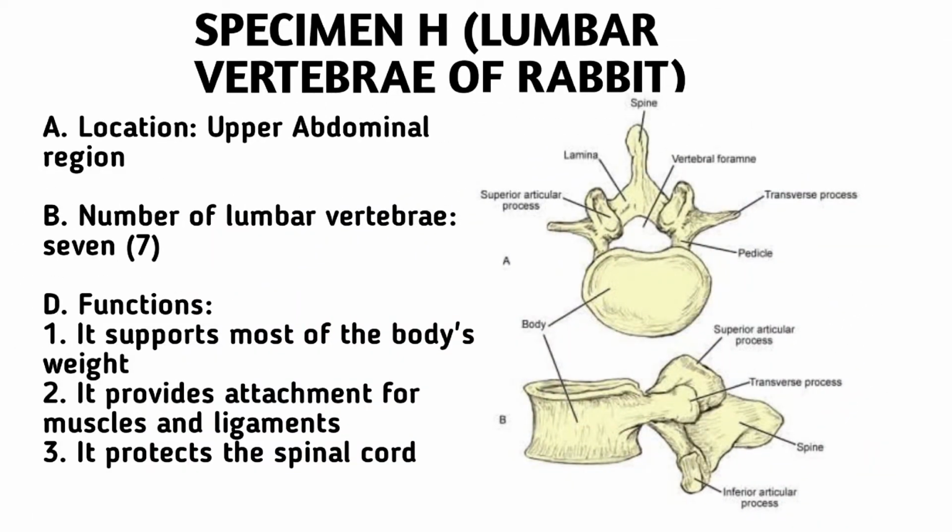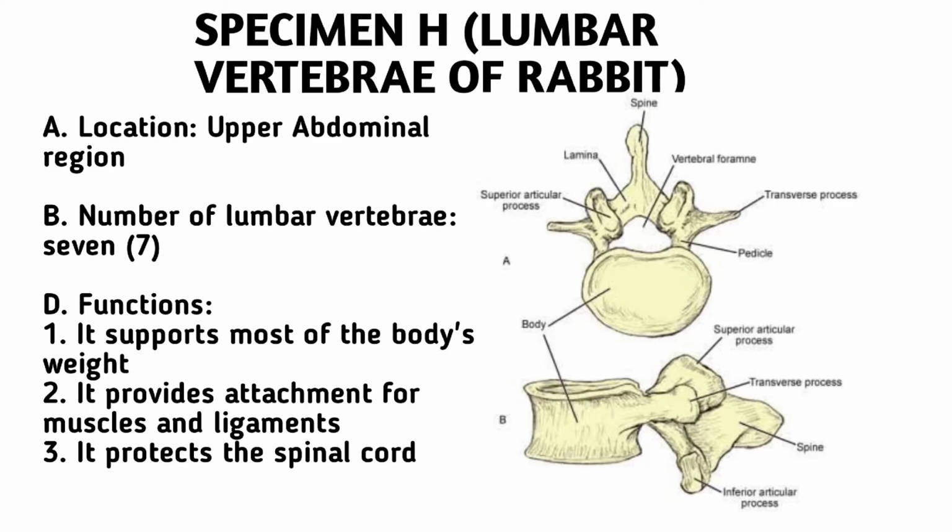Moving on, specimen H is the lumbar vertebrae of a rabbit. So when told to identify, simply write lumbar vertebrae of a rabbit. Don't forget to include the words of a rabbit. Next, they could ask you what is the location of this vertebrae. So it is located in the upper abdominal region.